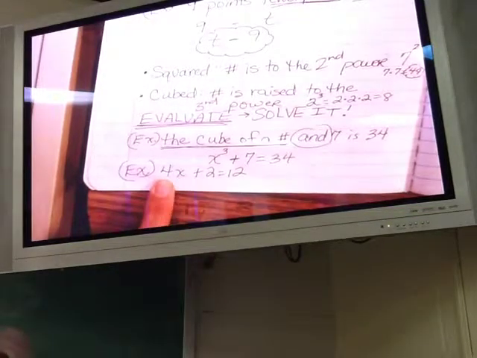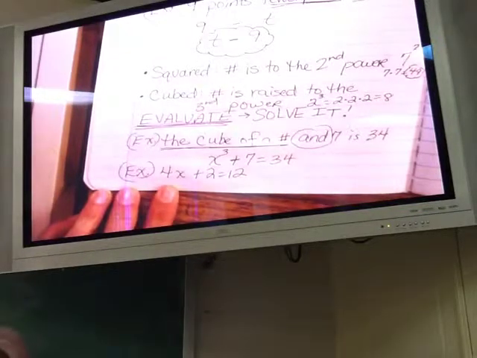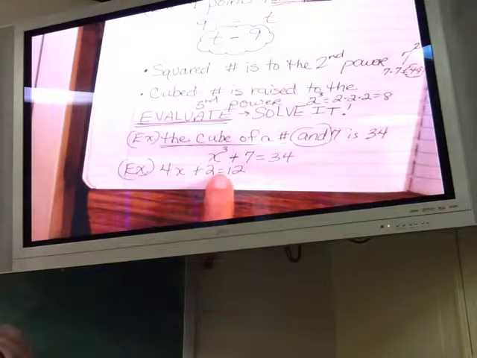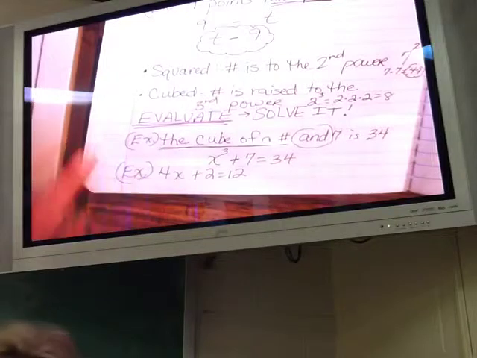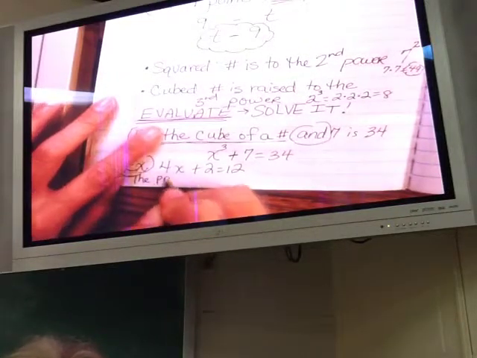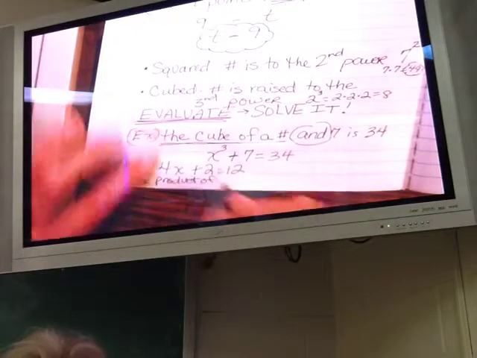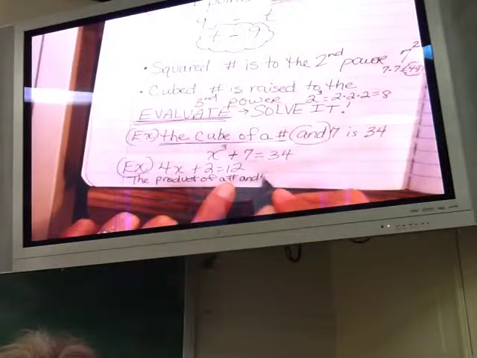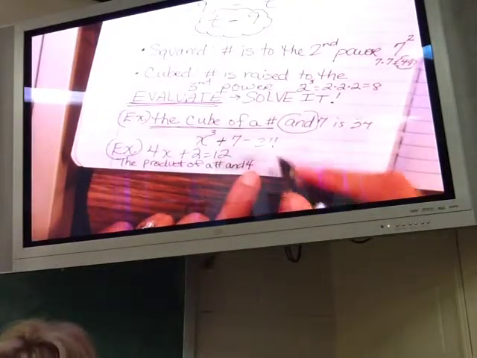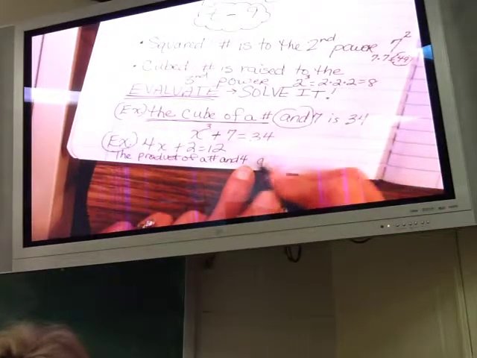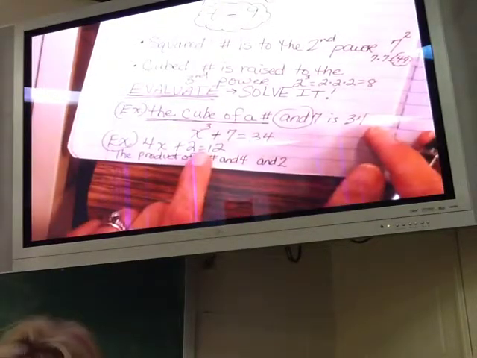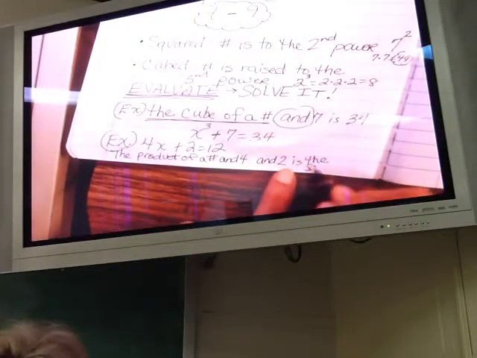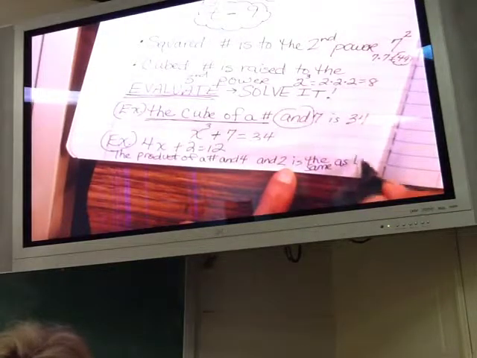Okay? So what do you think, Gabe? Product of a number and 4. I agree with you. The product of a number and 4, so let's write that. The product of a number, that's where you got the x from, and 4. What did you say? Plus 2 or add 2? And 2. What about this symbol? Is the same as? Is 12. Is the same as or is 12.